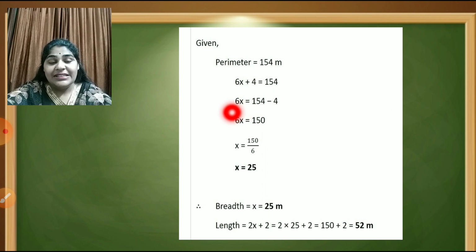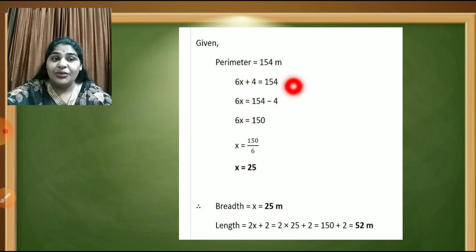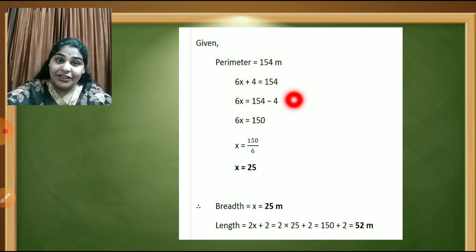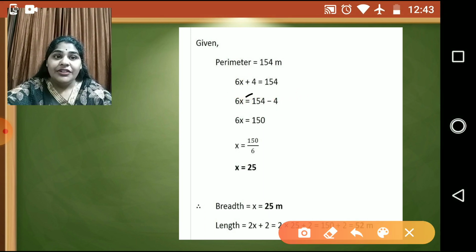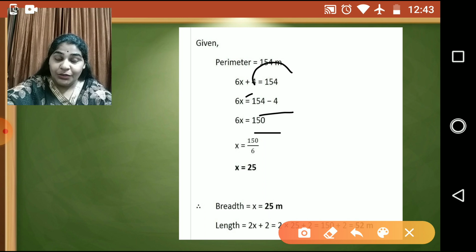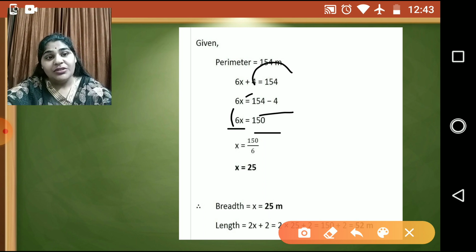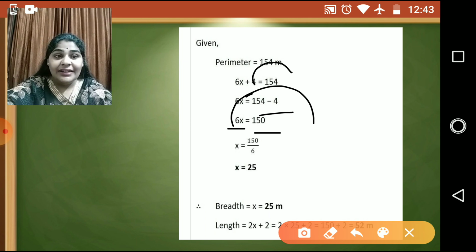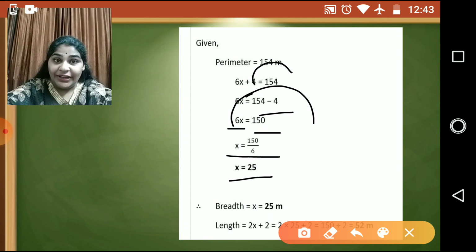So 6x is equal to, now we are just going to transpose the constant to the other side and the variables to one side. So transpose this 4 to the right hand side, it will become minus 4. So 154 minus 4 is 150 on the right hand side, and on the left hand side it is 6x. Now I'll transpose the 6 to the right hand side. It will go in the denominator, that is division. That is x is equal to 150 upon 6, that is x is equal to 25.